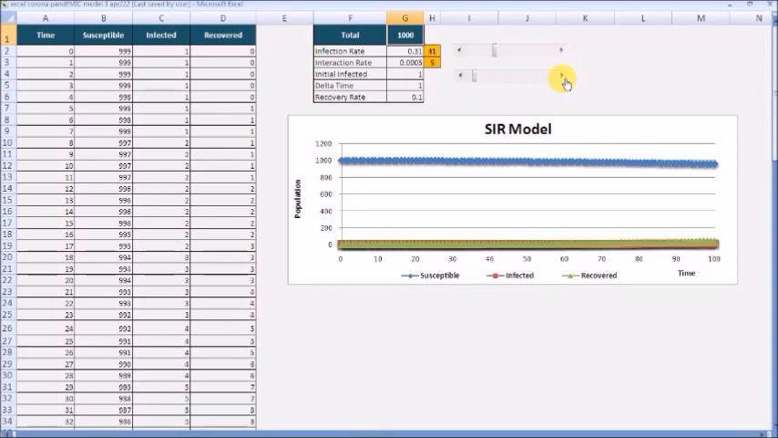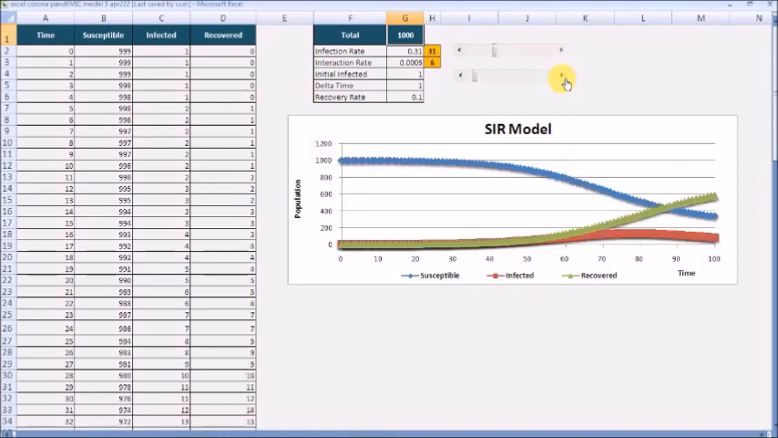Three parameters determine how fast and how many people move from category to category: infection rate, recovery rate and death rate. The x-axis plots time, specifically the number of days since the beginning of the outbreak. The y-axis plots the number of people in each category.